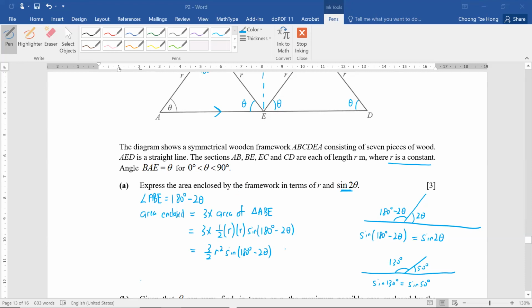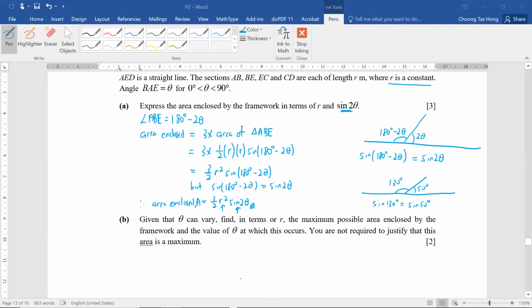So what we can write is, sine of 180 minus 2 theta equals sine 2 theta. Therefore, area enclosed equals 3 over 2 R squared sine 2 theta. So this will be the answer. We have found it in terms of R and in terms of sine 2 theta.